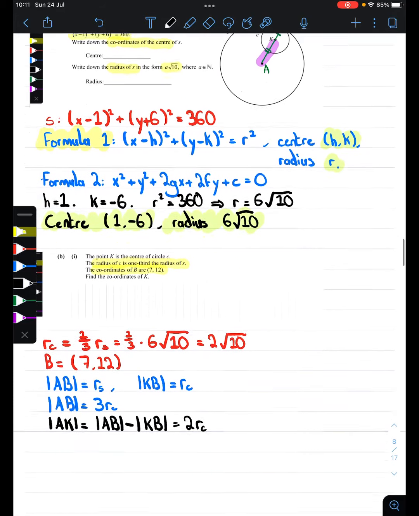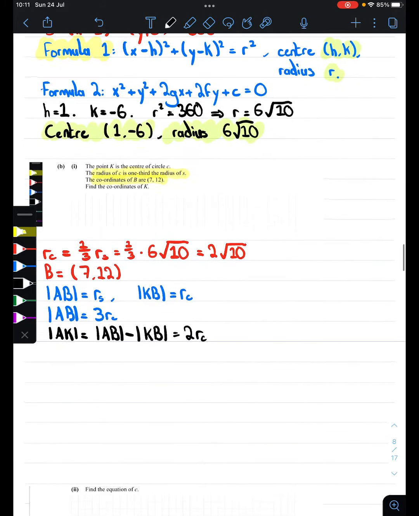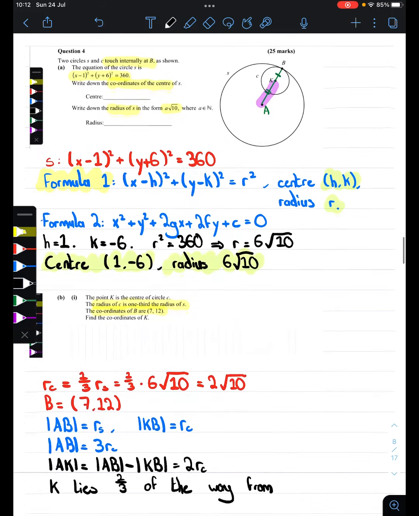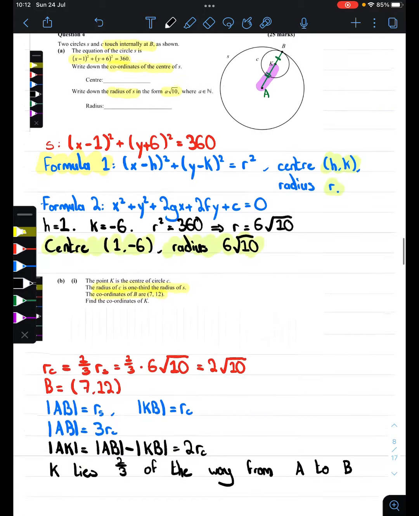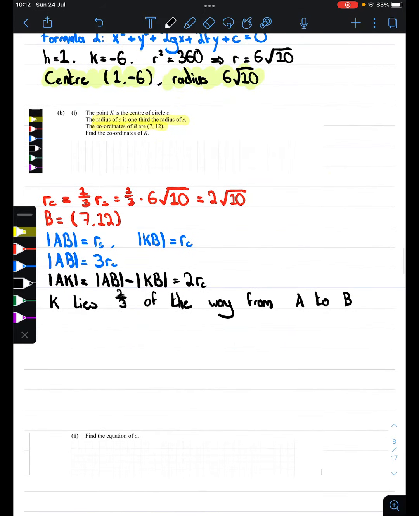So in other words, K lies 2/3 of the way from A to B. If you were traveling from A to B, if it was a journey, then K would lie 2/3 of the way on that journey. Well, let's look at A to B.